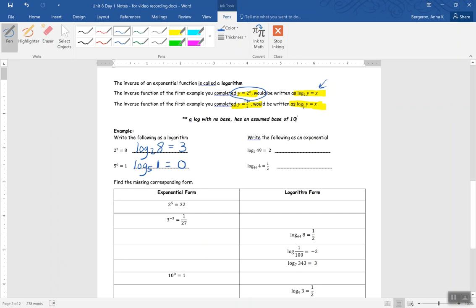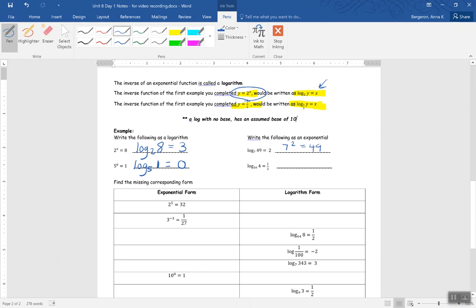All right, so then let's try going the other way. I have log base 7 of 49 equals 2. Again, your base is 7, so that stays 7. And then your answer is the exponent, so that's the second power, equals 49.